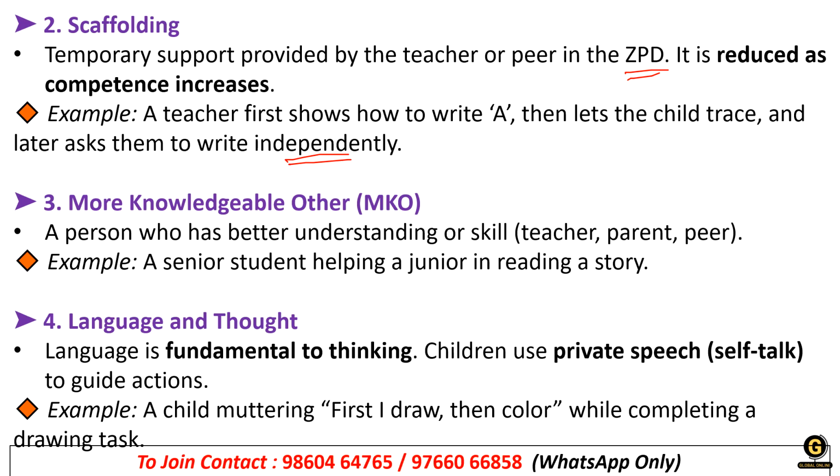So basically scaffolding is ensuring that the learner is not overwhelmed, and builds their competence step by step. It is crucial in moving the learners towards mastery. Clear? So the learner is trying to do something by themselves, but he has learned something from his peer, teacher or parents, and with the help of them, he is trying to prove to himself that he can do it by himself or herself. Clear? For example, a teacher first shows how to write A, then lets the child trace and later asks them to write independently.